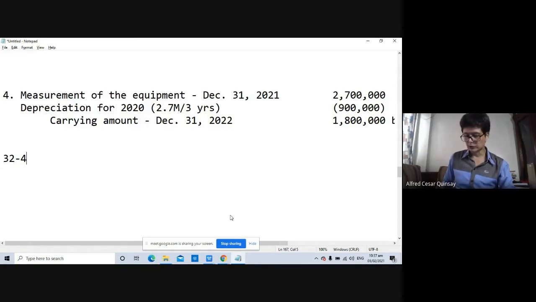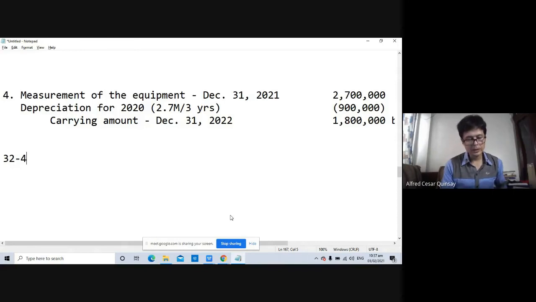The non-current asset that is to be abandoned shall not be classified as held for sale because the carrying amount is recovered principally through continuing use. A. And number 9, how should the assets and liabilities of a disposal group classified as held for sale be reported in the statement of financial position? The assets of the disposal group shall be reported separately under the current assets, and the liabilities of the disposal group should be reported under current liabilities. Ito sinabi natin kanina, no?